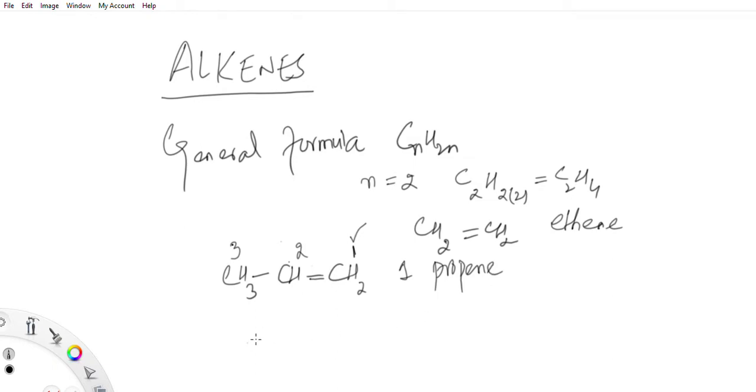Similarly, if I put the double bond here, now I will start counting from the left side, because from the left side the double bond comes nearer, so it will become again 1-propene. You can always balance the hydrogen atoms. Now I'm sure that you can balance them. Let's move forward. Take another example. Now I have four carbon atoms. For example, I put a double bond here.